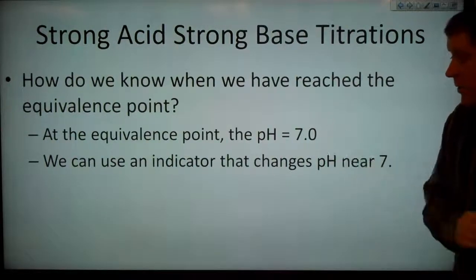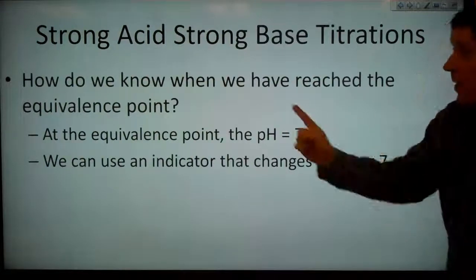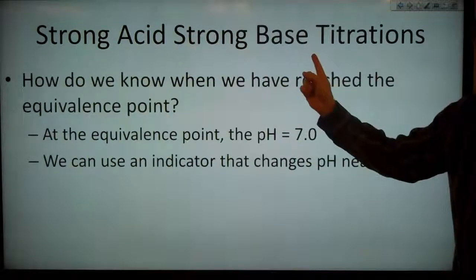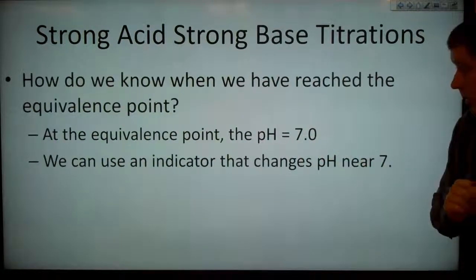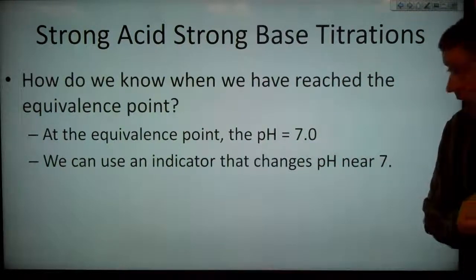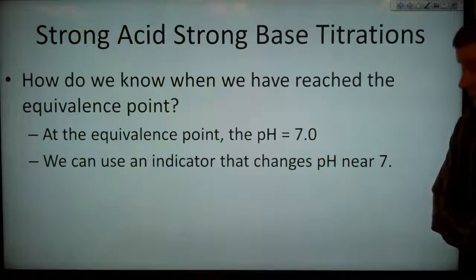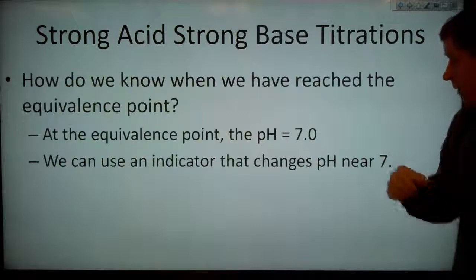Well, at the equivalence point, the pH is 7 if we have a strong acid and a strong base. If one of them is weak, then this is not true. But if we're using a strong acid and a strong base, then we can use an indicator that changes color near a pH of 7.